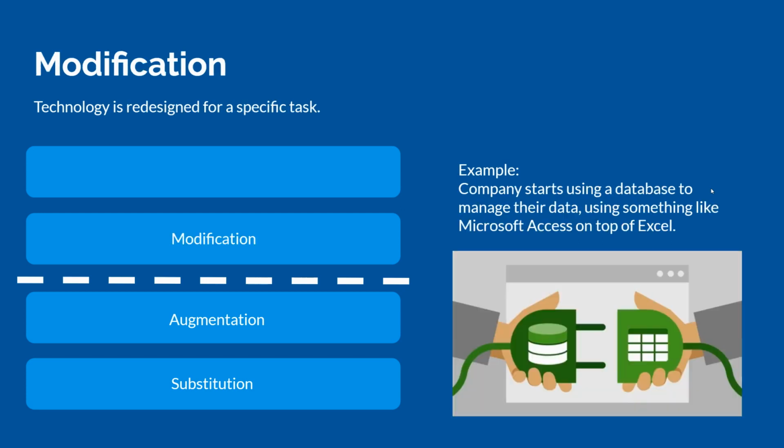So next is modification, where technology is redesigned for a specific task. An example would be the company is using a database to manage their data using something like Microsoft's Access on top of Excel. So using them together, it just makes it better for the company to use different technologies in tandem with each other.